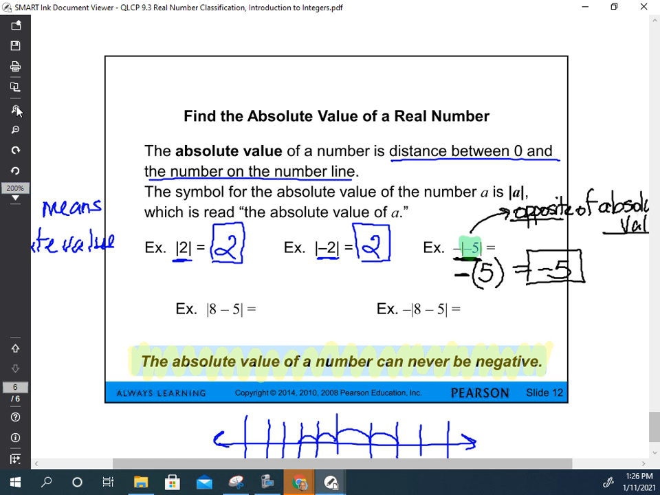Now, the mistake that most people make is that they figure, oh, 2 negatives make a positive. But that negative is inside of an absolute value, so you can't do that. You have to work out the absolute value first.